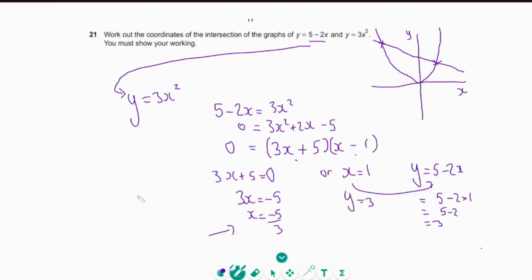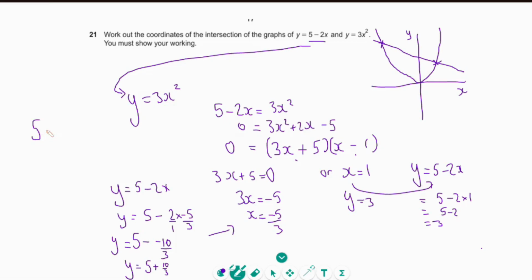And for this one here, we've got y equals 5 minus 2x. So y is 5 minus 2 times minus 5/3. 2 over 1 is the same as 2. 2 times negative 5 is negative 10. 1 times 3 is 3. So we've got 5 plus 10/3. I'm going to change that 10/3 into a mixed number fraction, which is 3 and a third.